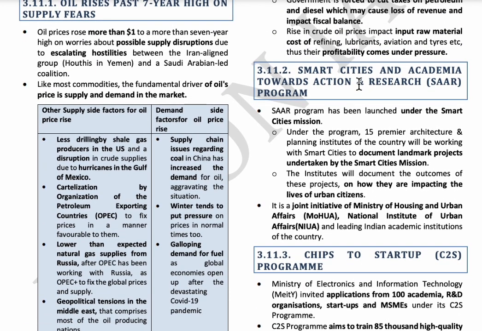The next topic is Smart Cities and Academia Towards Action and Research Program, SAR. So this program was launched under the Smart Cities mission. The main aim of this Smart Cities mission is to build the cities with the basic infrastructure with clean and sustainable environment. And under the SAR program, 15 premier architecture and planning institutions of the country will document the landmark projects developed under this Smart Cities mission. So SAR is the initiative of Ministry of Housing and Urban Affairs and National Institute of Urban Affairs.